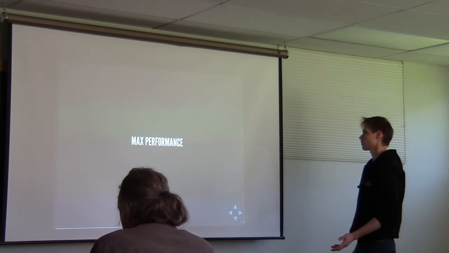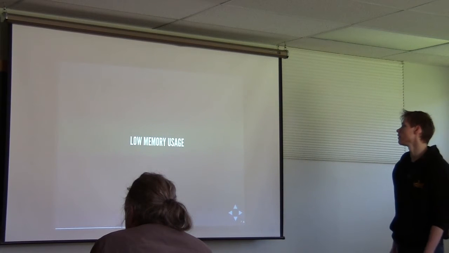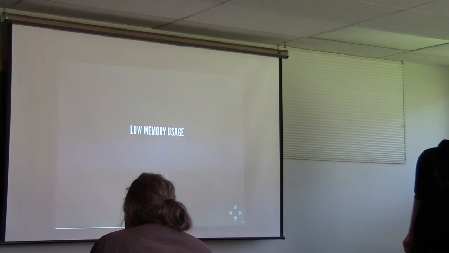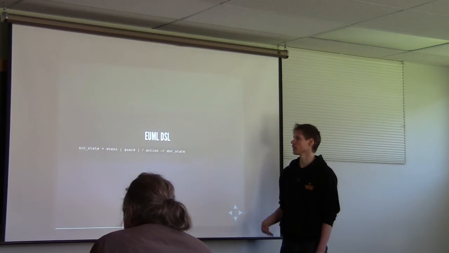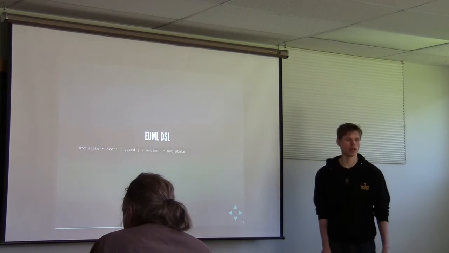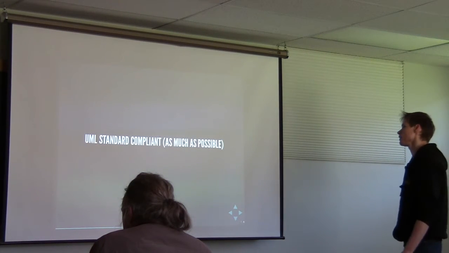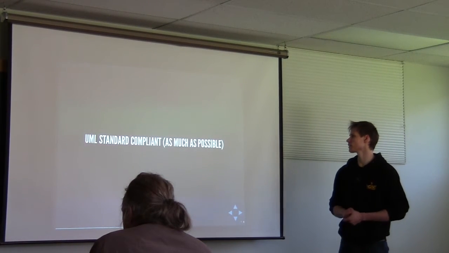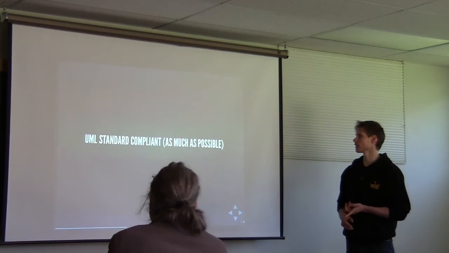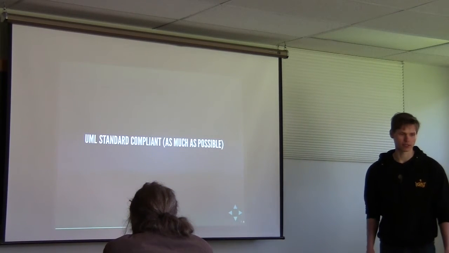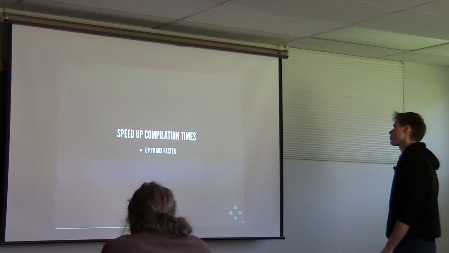I also wanted to have max performance, which is in MSM because of the jump table. Low memory usage, that's also an attribute of MSM. The DSL, as I said, it would be awesome to be able to write the transition the way it's written in the UML itself. I wanted to keep it as compliant with the UML as possible. However, I changed a few bits which I didn't like about MSM, where you have to pass all the target state and source state, because I find it not as useful. So that's what I wanted to improve.